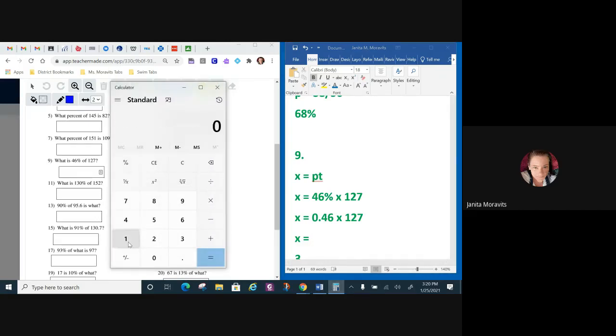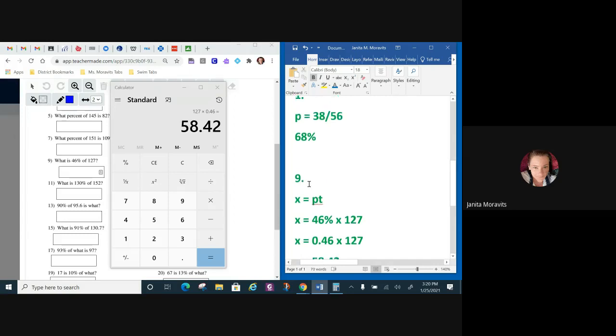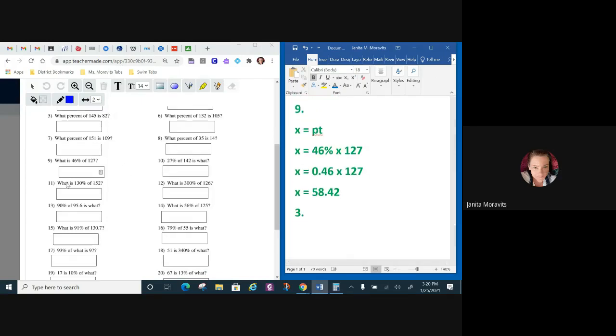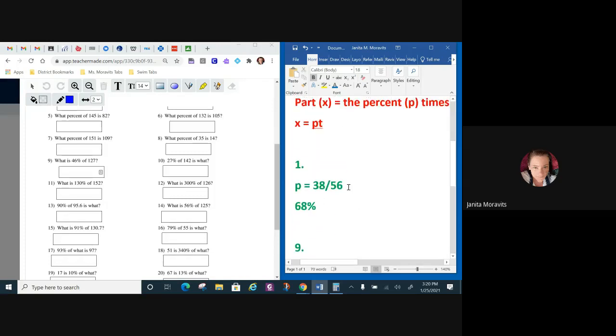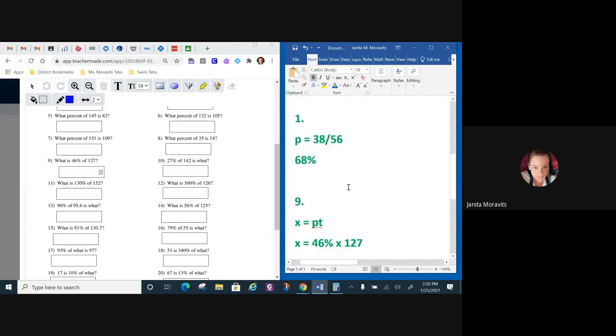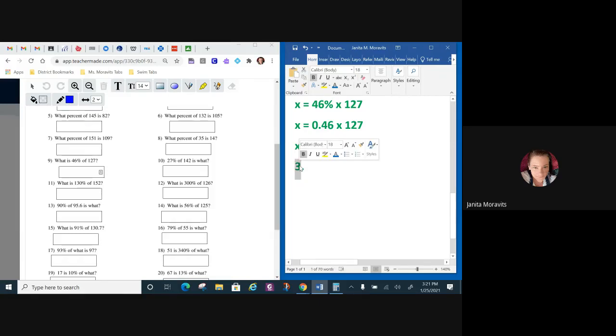Let's get our calculator and clear this out. 127 times 0.46 equals 58.42. You can go ahead and put your decimals on numbers like that, but on your percents, you do not have to round them to the nearest hundred. It's just regular percentages. So we did one where we found the percentage, and one where we found the part. Now let's look for one where we have to find the total.